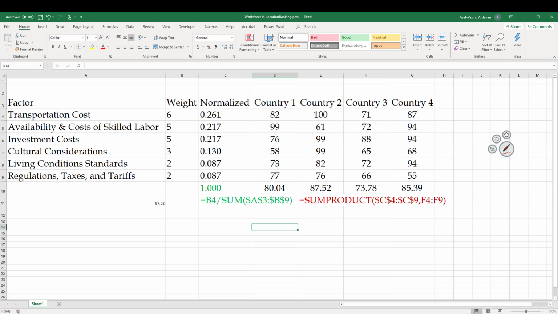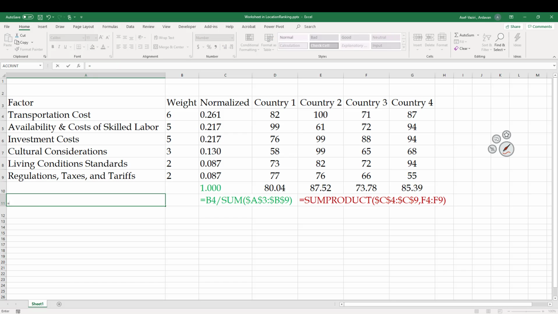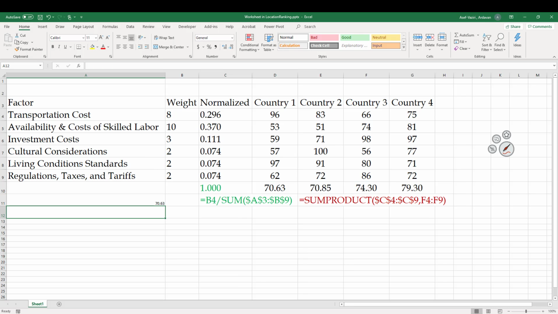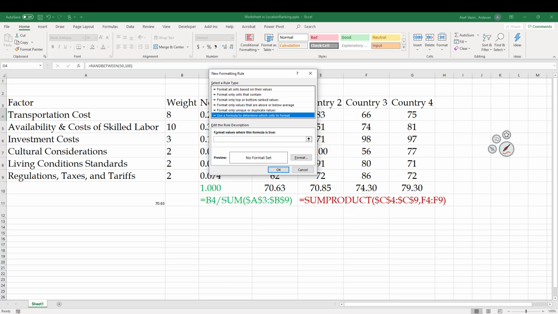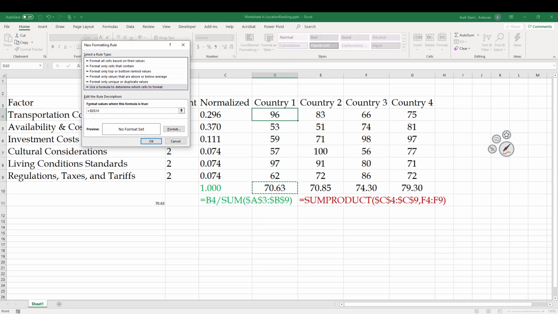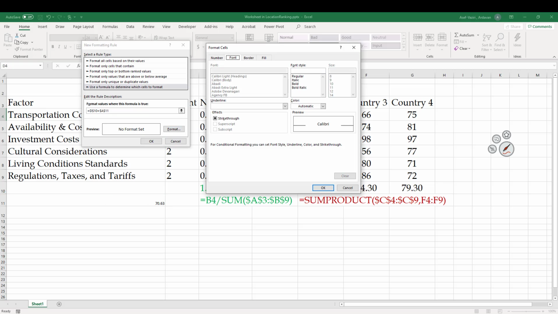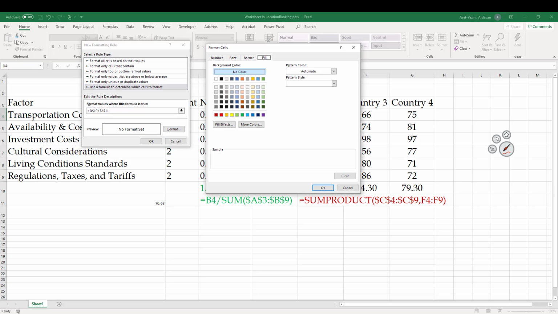What I did, I said equal to minimum of these 4 numbers, enter. And then I came here and I went to conditional formatting. Conditional formatting, new rule, use formula. And then I stated that if this one, and then I go, so it's $D$10, I remove the dollar sign from D. So I have D$10. If that is equal to this minimum, which is here, then format it, for example, fill it green color.